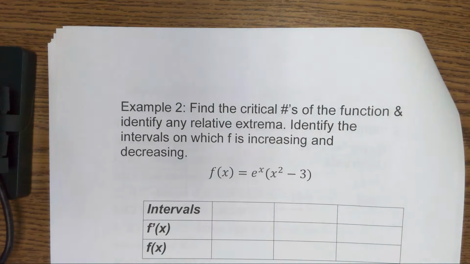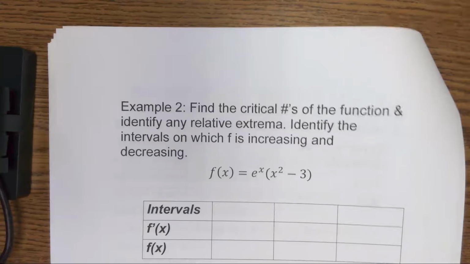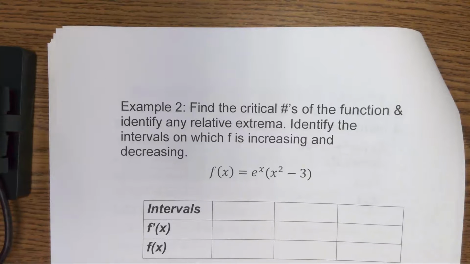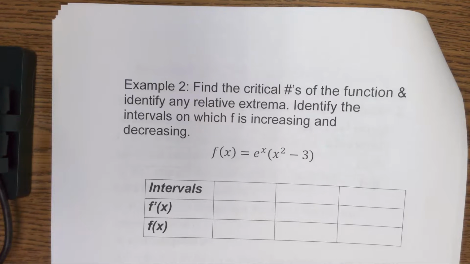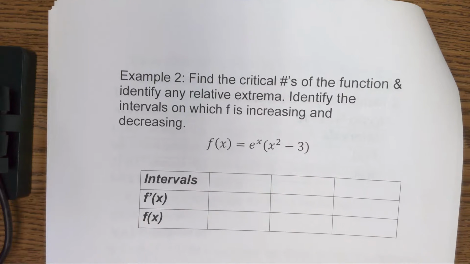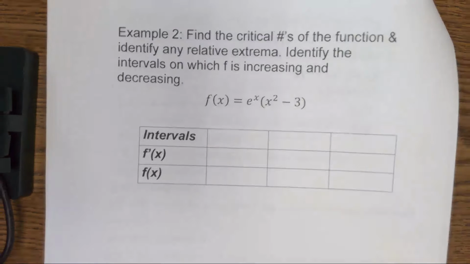On to example 2. So we're going to look at an example that is not a polynomial. Here's a function that has an exponential with a polynomial using product rule. And so I sometimes like to make a chart and then summarize up here.